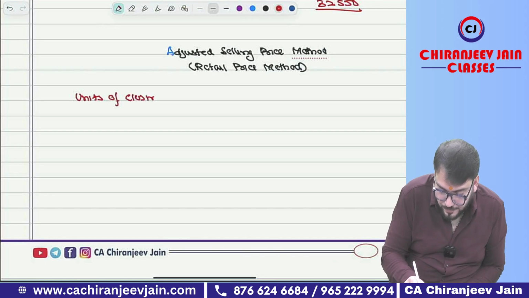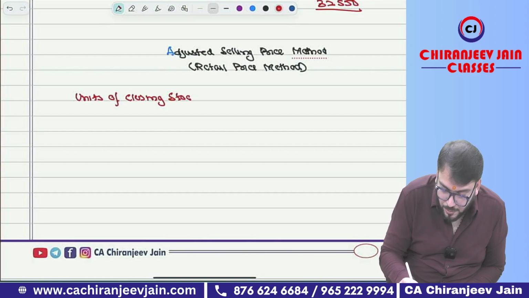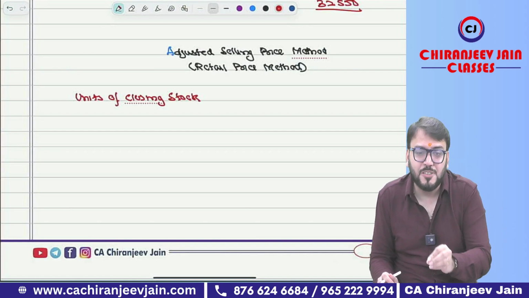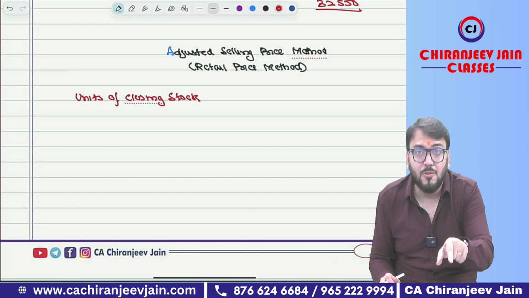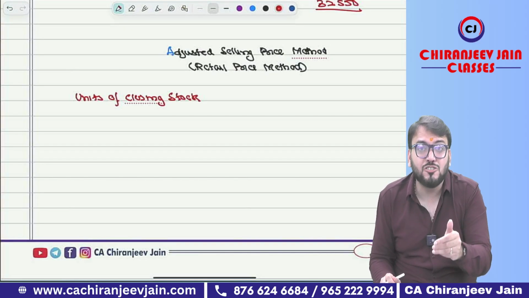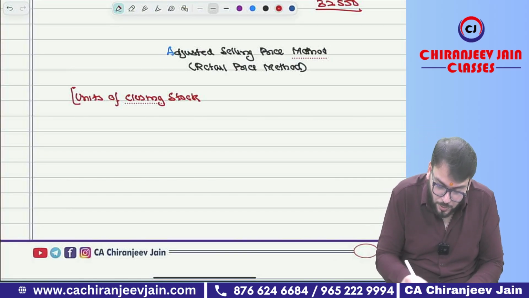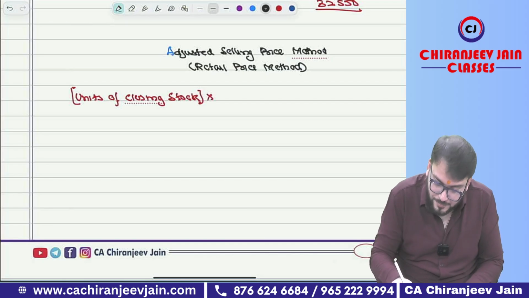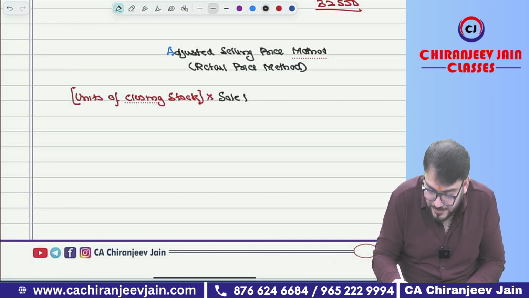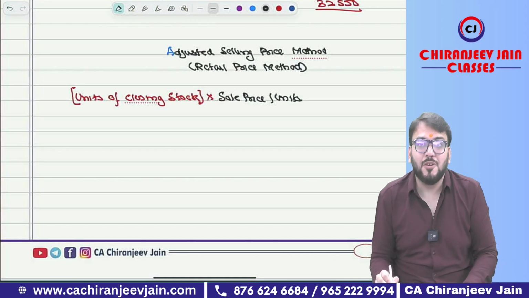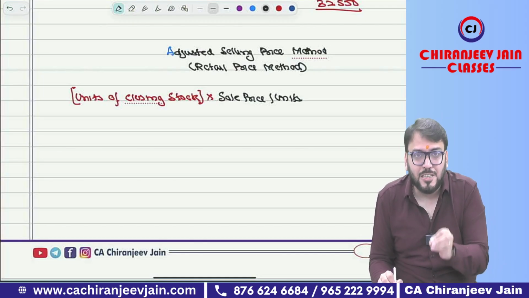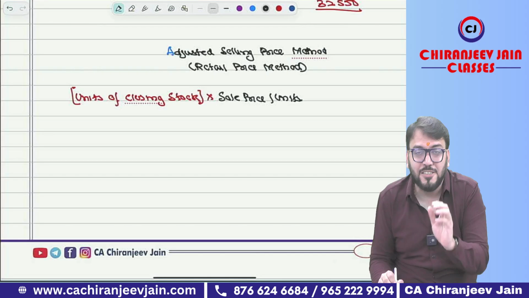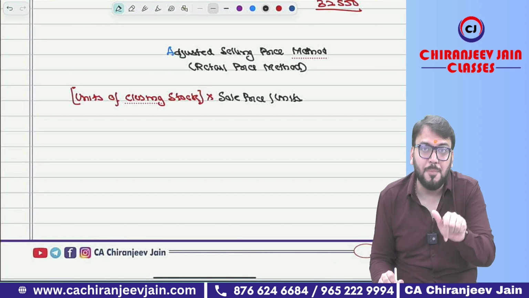closing stock, the units of closing stock that we can count, meaning on 31st March how much closing stock is left, which we can count by making a stock taking. Yes sir. So units of closing stock multiplied by the sale price per unit. Every entity knows what the sale price of that closing stock is. Even though you don't know the cost price, you are selling that unit in the normal course of business, so you know the sale price per unit. So multiply by sale price per unit.